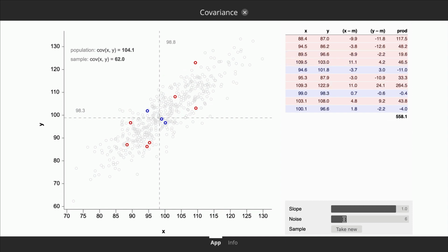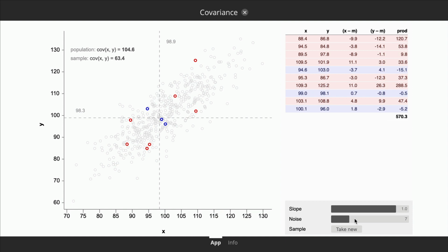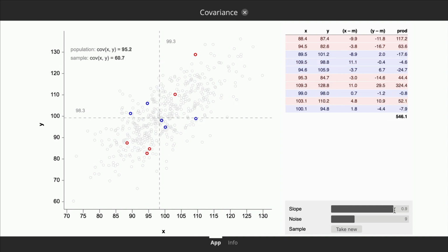stronger if you reduce the noise. For example, you can see it's more linear, or you can make it a little bit more scattered around this imaginary line. You can also change the slope of this line, but let's keep this as we have now. Now, the idea of covariance is the following.